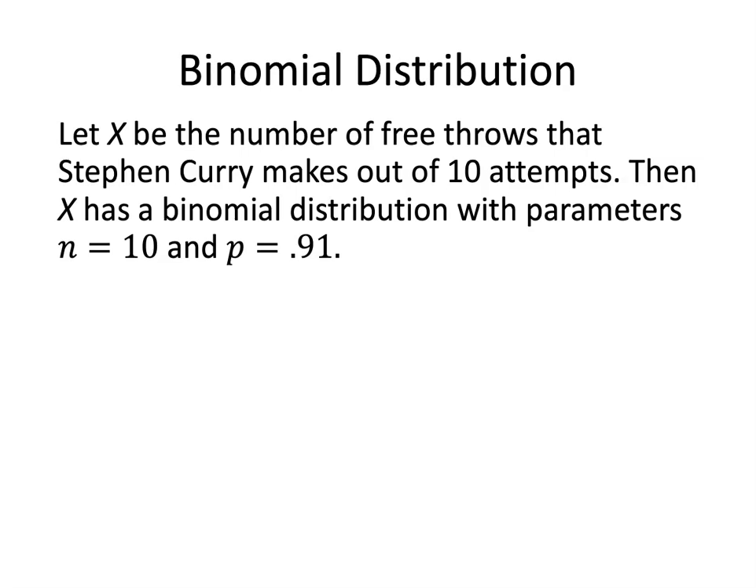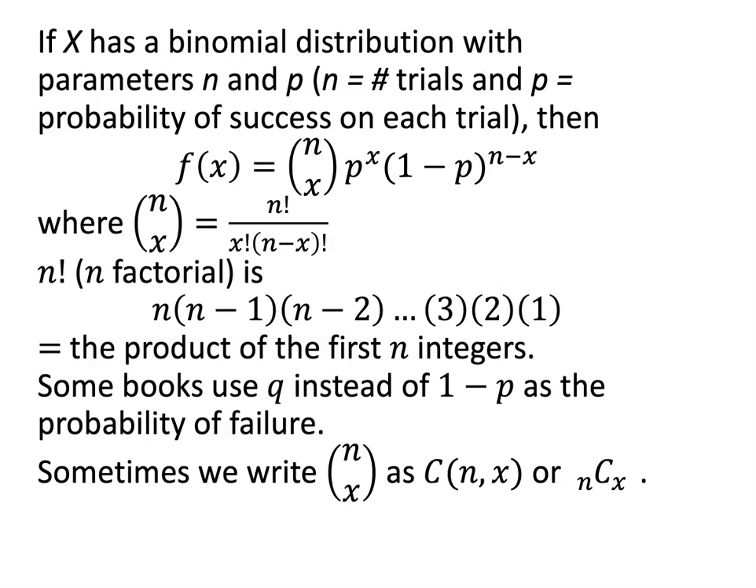So let x be the number of free throws that Stephen Curry makes out of 10 attempts. Then x has a binomial distribution with parameters n equals 10, that's the number of attempts, and p equals 0.91. That's the probability of success on one particular attempt.